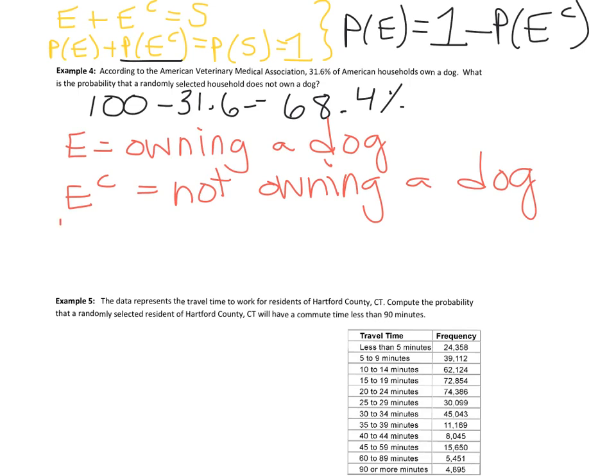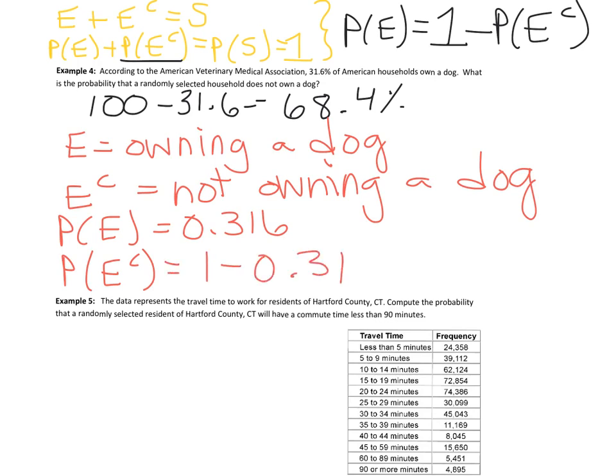Okay, so we know the probability of owning a dog is 0.316. So the probability of not owning a dog, here's an alternative to the formula, just switch them around, would be 1 minus 0.316, which is 0.684. What we got intuitively before, but we again are just relating it back to our formula. Okay, so let's see how the complement can make our life easier.